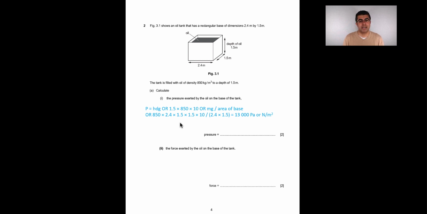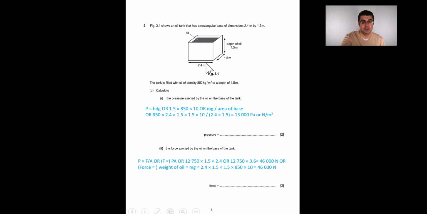What's the force exerted by the oil on the base of the tank? Well, now we're looking at the solid aspect of the tank. Pressure equals force divided by area, or force equals pressure times area. The pressure of 12,750 times area of 1.5, which is one side of the base, times 2.4, would have given you, if rounded, 46,000 newtons.